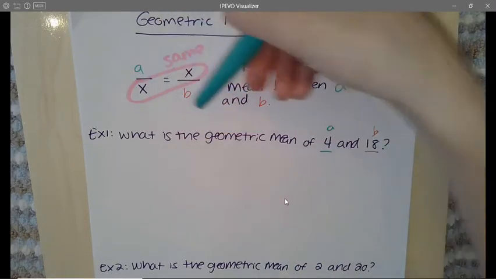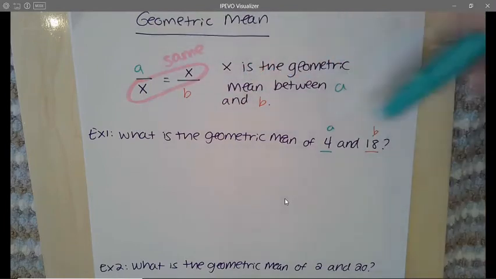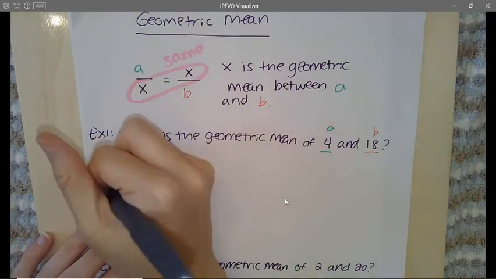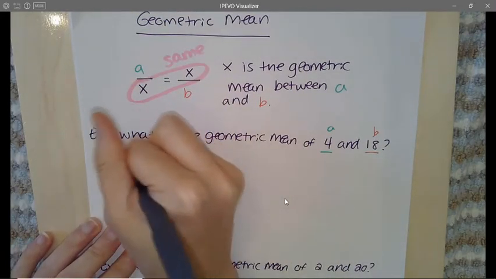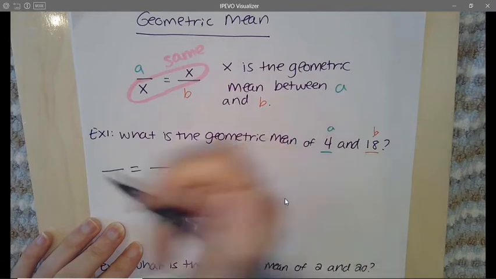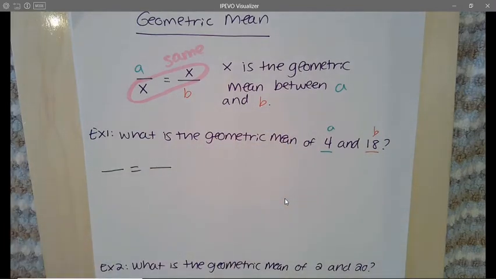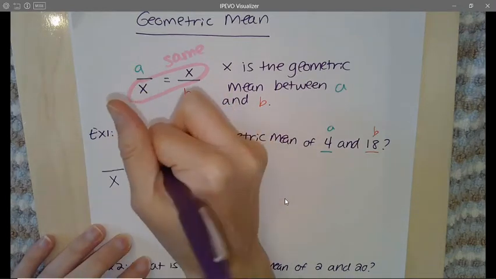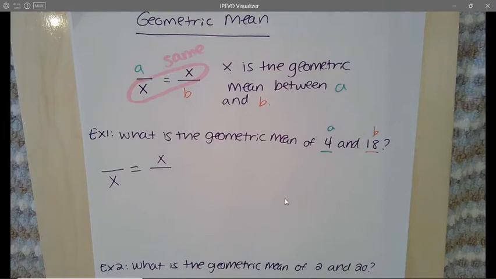Okay, let's set it up. I'm just going to fill in my a and my b. The x's will stay the same. Let's set up this proportion. And then after we set up the proportion, how do we solve a proportion? We cross multiply. So guess what, you guys? We're going to be cross multiplying this entire section as well. This is basically your unit, so we keep cross multiplying over and over and over.